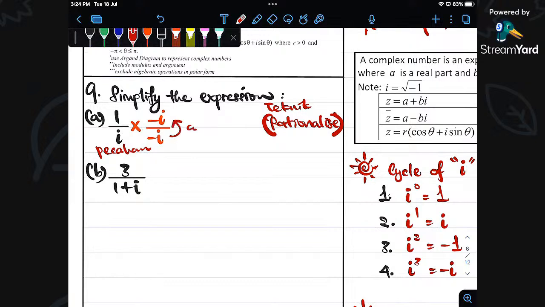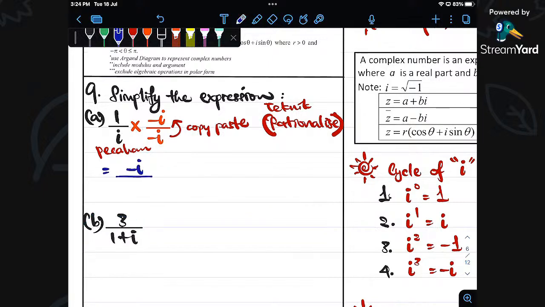Okay, copy paste. Copy paste sahaja. And so the answer is negative I times negative I squared. That's the answer. But the thing is, you know something about I squared. I squared sebenarnya bernilai negative 1.